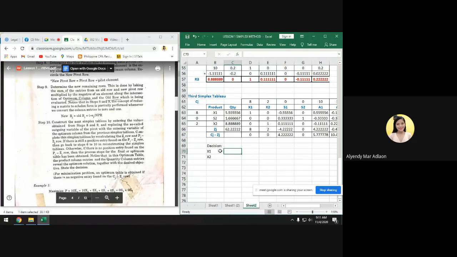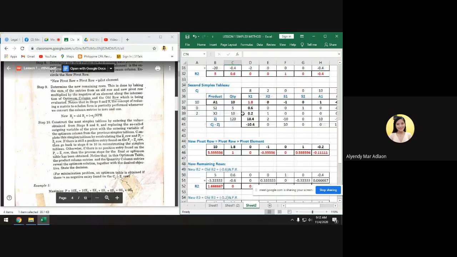Our decision is to produce, for X sub 1, 5.56 units, and for X sub 2, 8.89 units. Now, using this decision, how much is the cost that we get? With this decision, we will get a cost of 62.22, and this 62.22 is already the minimum cost.